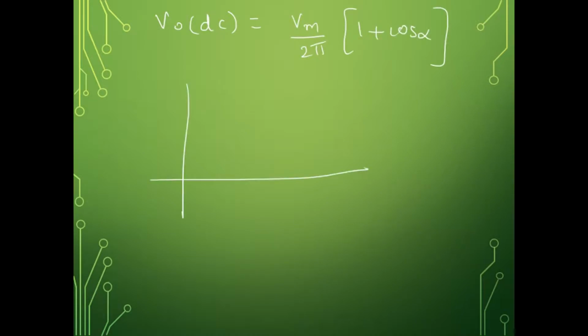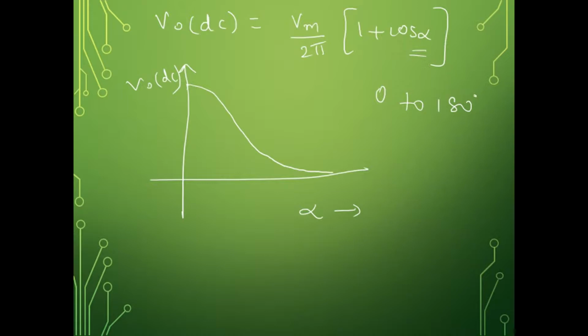If we plot alpha versus V0 DC, we'll see how we get the waveform. Considering the equation V0 DC equal to Vm by 2 pi into 1 plus cos alpha, if we plot the triggering angle alpha along the x-axis and V0 DC along the y-axis, we get a plot like this. Start substituting alpha from 0 to 180 degrees, and you will see the average output voltage is decreasing.